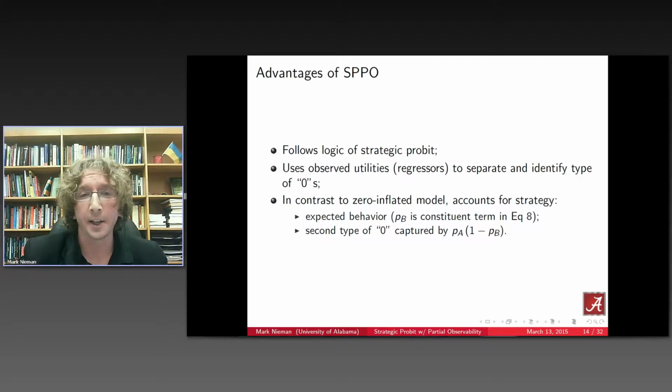In contrast to the zero inflated model, this explicitly accounts for strategy in that the expected behavior of both players is present in the equations. The second type of zero is going to be captured by having that joint action of A and not B for getting that second type of zero. And in order to actually observe an outcome, we have to have both probability A and probability B in equation 8 from the previous slide.